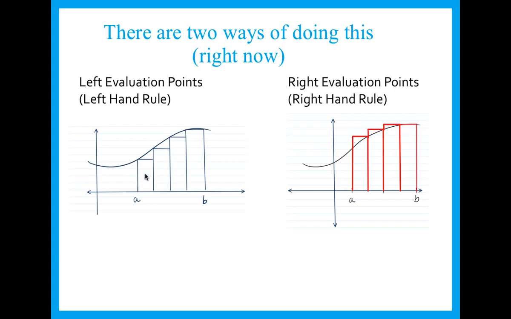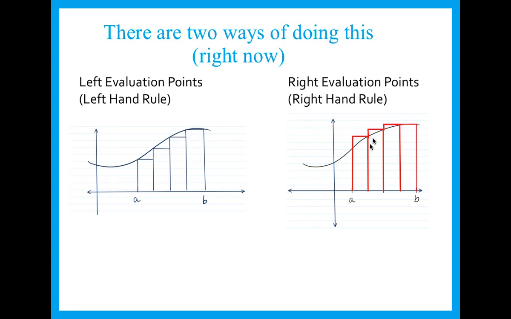So for this rectangle, you've got the left and you've got the right. And if we go to the left and go up to the curve, that's the height of that rectangle. Same thing for the second rectangle. We go to the left side of it, and then we go up until we meet the curve, and that's the height of that rectangle. And for the third, and then again for the fourth.